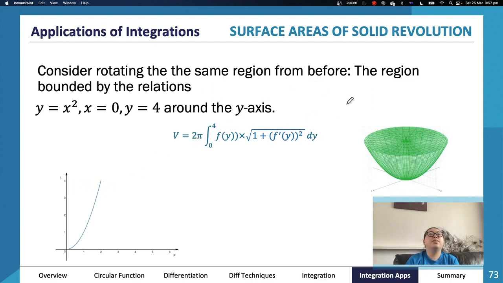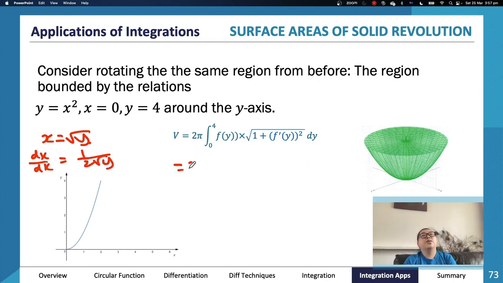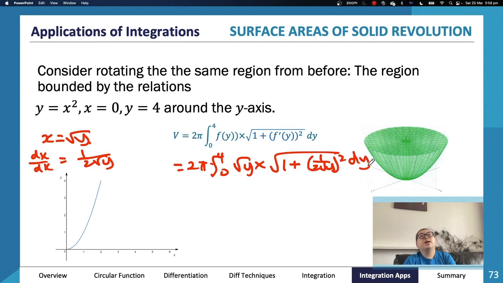So we need to find what f dash of y is as well. We said that x would equal root y, right? So f dash of y, dx/dy, would equal 1 over 2 root y. When we sub that in, we'll get 2 pi from 4 to 0 of root y times the square root of 1 plus (1 over 2 root y) squared, dy. And there's not actually many of these that you can do by hand, unfortunately.